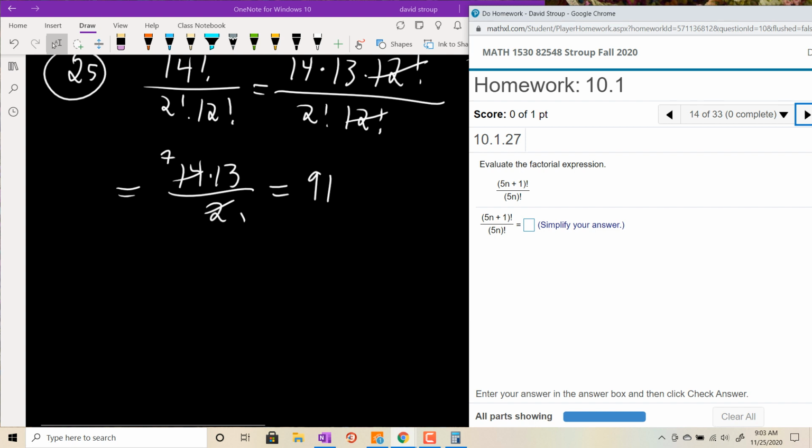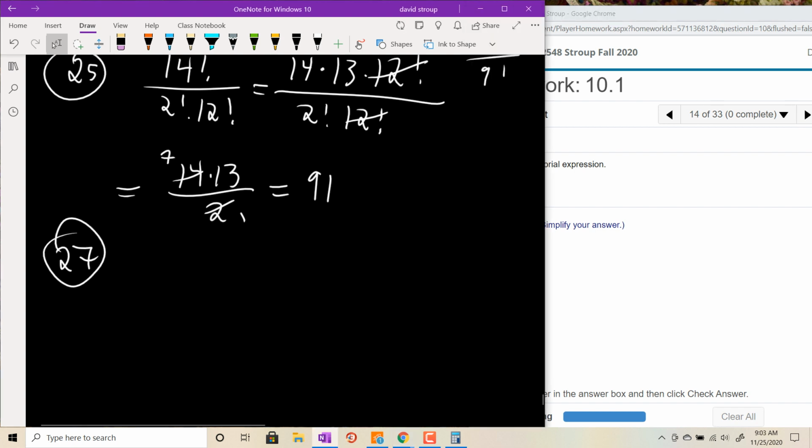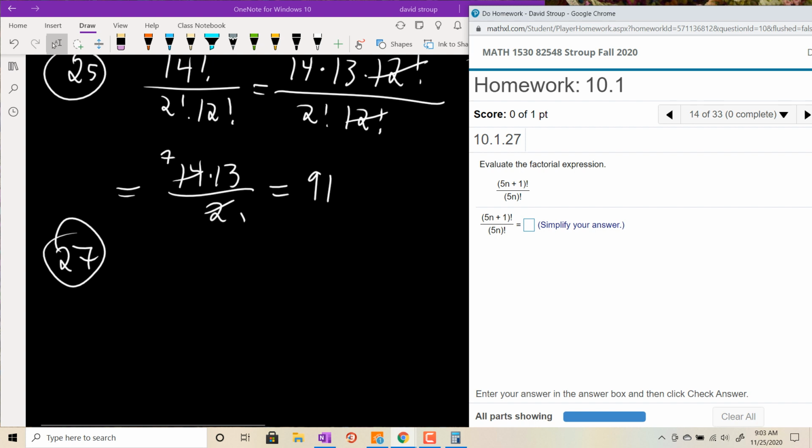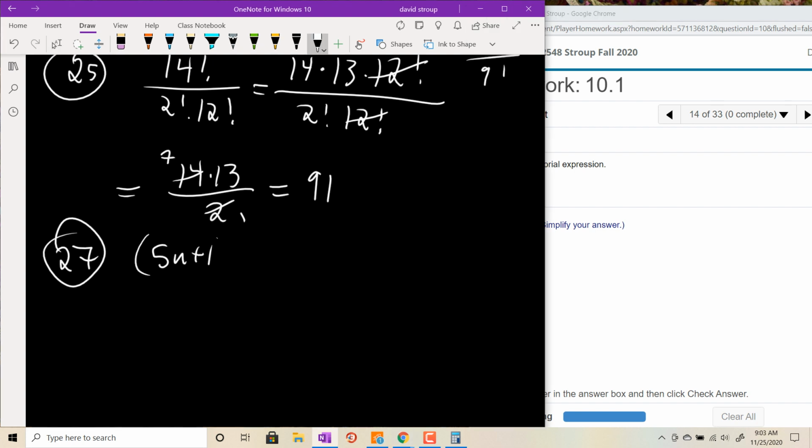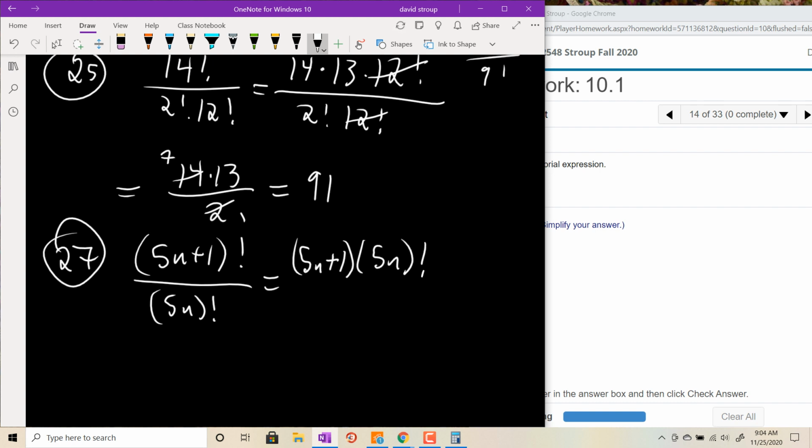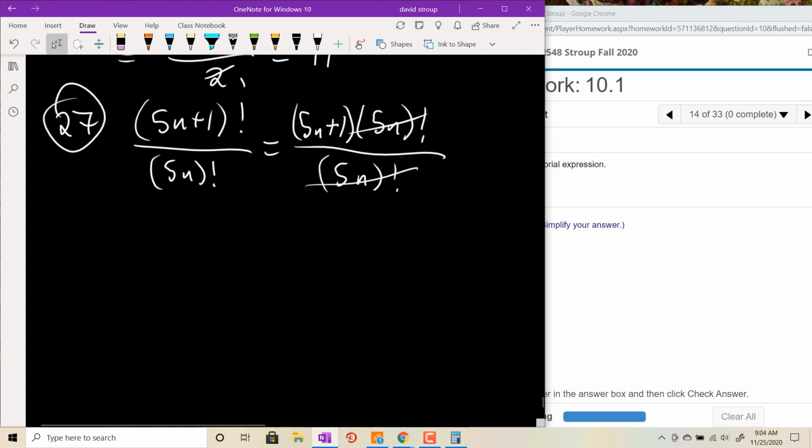Let's get another one. This is 27. It's more of an abstract version of that problem. So (5n + 1) factorial all over (5n) factorial. Just like before, you can rewrite (5n + 1) factorial using the recursive definition. So (5n + 1) factorial is (5n + 1) times (5n + 1 - 1) factorial, which is (5n) factorial. Then clearly, those (5n) factorials cancel, and you just get 5n + 1.